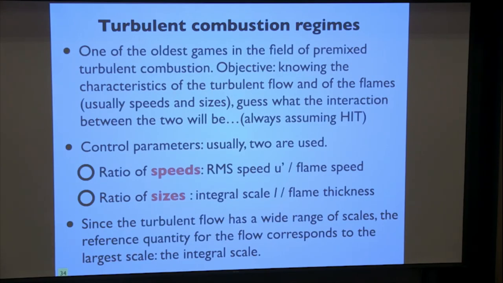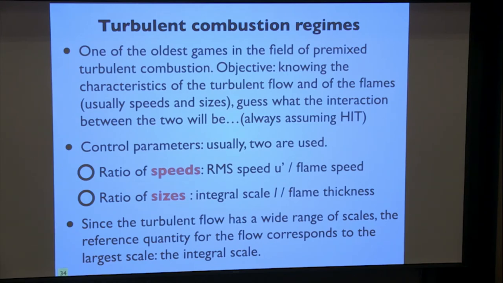So the first game of a lot of people in this community was to try to guess what the result of this interaction would be. They would say, for example, something obvious. If turbulence is weak, it will not have a lot of influence on the flame, so it will look like a laminar flame with some wrinkling. Okay, that's enough. I mean, anyone would guess that. The big question is what happens if turbulence is intense?